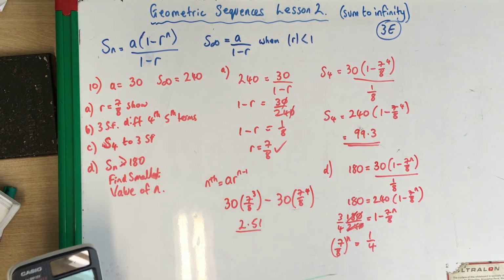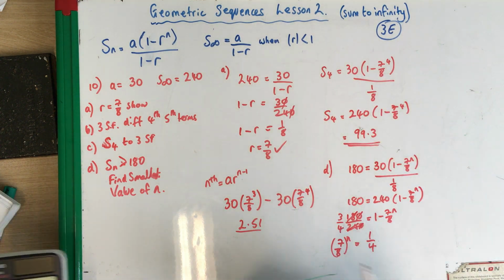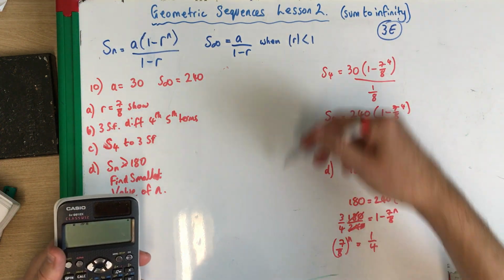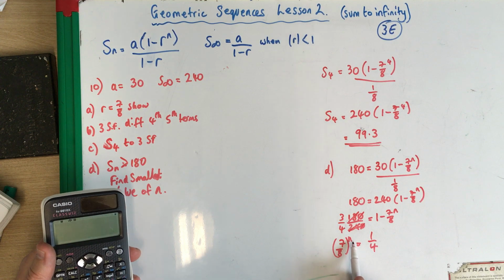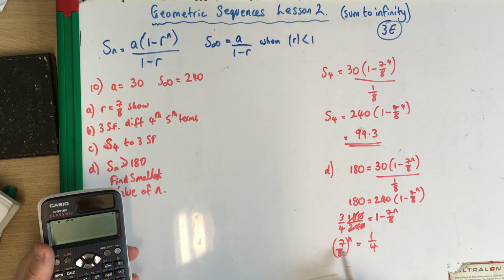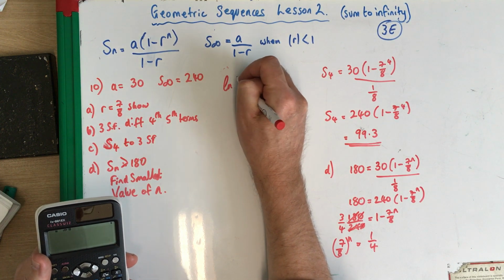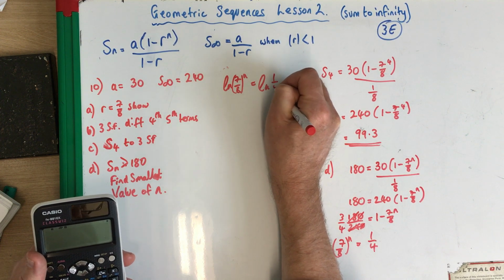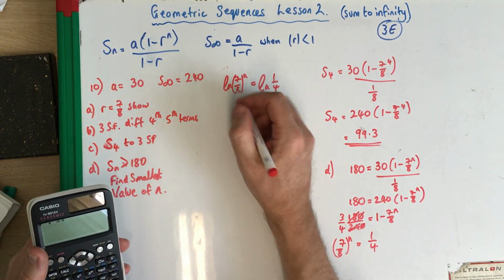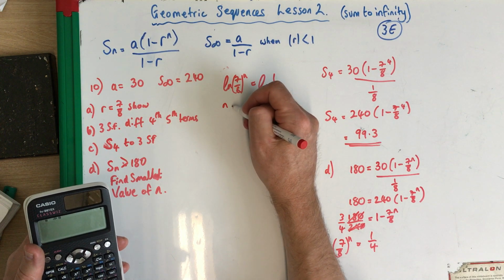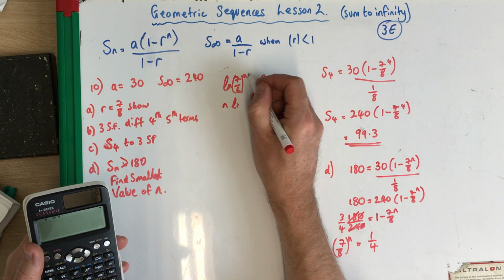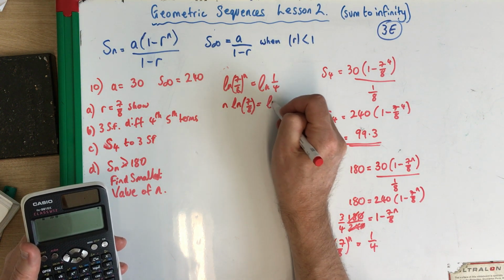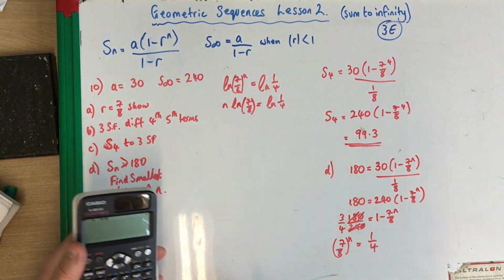Now then, I'm running out of space, so I'm going to go back up here. I hope you're okay me rubbing this out here. This is where we use logs, so the log of this side is equal to the log of that side, and I'm going to go the ln of 7/8 to the power of n is equal to the ln of 1/4. That's why I love logs, they're useful, aren't they? And take that down, so we've got n times the ln of 7/8 is equal to ln of 1/4.